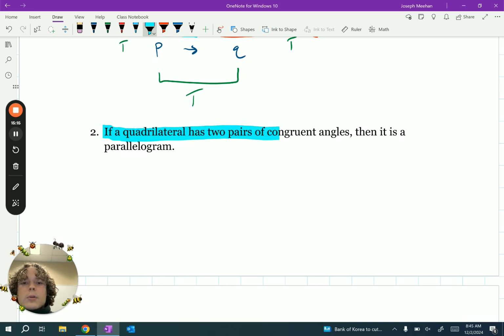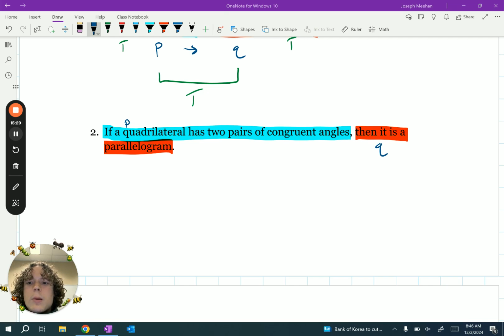It says, if a quadrilateral has 2 pairs of congruent angles, then it is a parallelogram. So if a quadrilateral has 2 pairs of congruent angles, that's the P. Then it is a parallelogram, that's the Q. So remember, if a quadrilateral has 2 pairs of congruent angles, that has to be true, right?